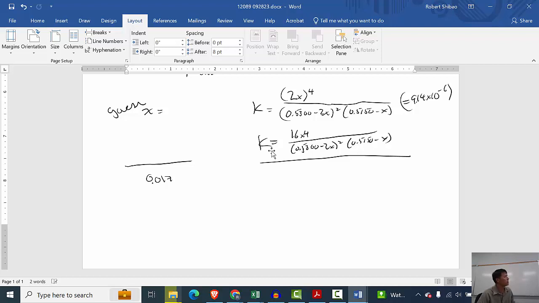And so I'll go 0.017 to the fourth. Let's go ahead and calculate it. 0.017 to the fourth divided by parentheses 0.53 minus 0.017 times 2 is 0.034. So minus 0.034, close parentheses, square that, times parentheses 0.515 minus 0.017, close parentheses.